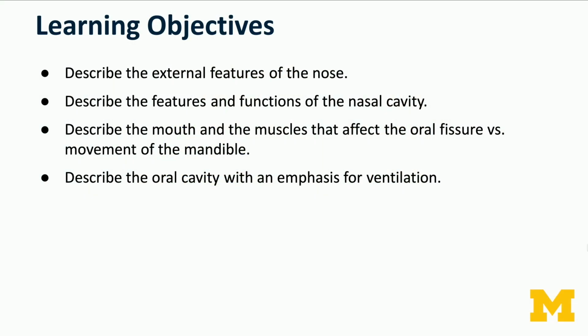So we've discussed the nose and its features both externally and internally. We've discussed the features and functions of the nasal cavity. We've discussed the mouth and the muscles that both affect the oral fissure as well as movements of the mandible. And we've discussed the oral cavity with an emphasis on ventilation.